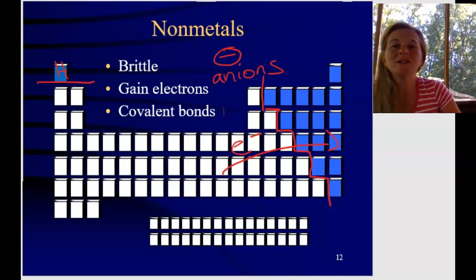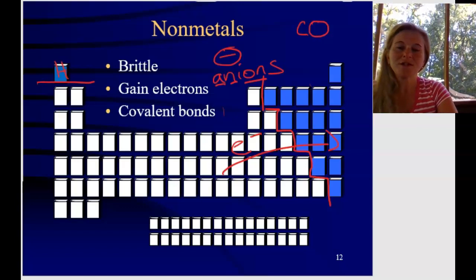And our mnemonic device here is a negative ion is an anion. And they can form their own special little bonds with each other, covalent bonds, where they share electrons because they're so friendly with each other. So a very nice example over here would be carbon monoxide using carbon and oxygen, both nonmetals, and they're going to share those electrons covalently.